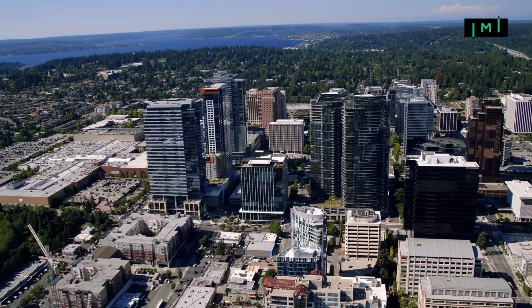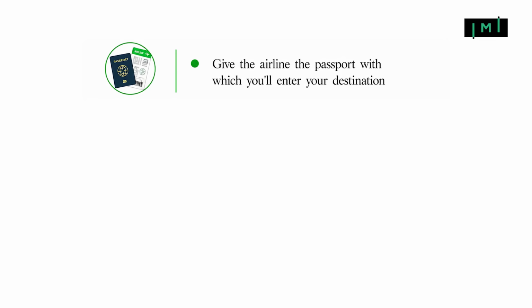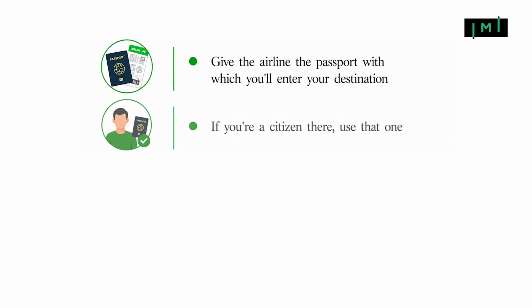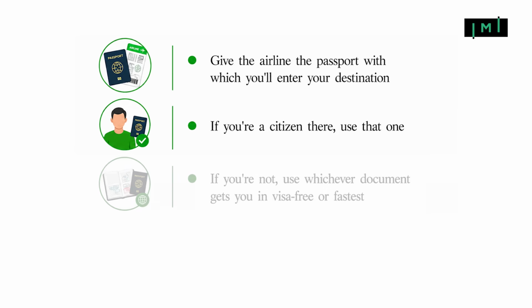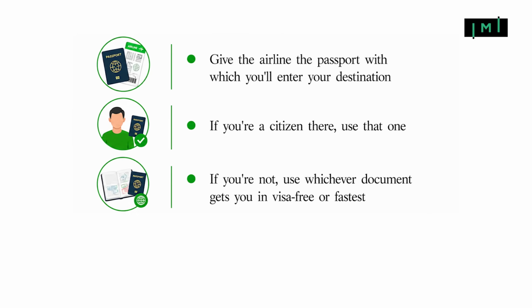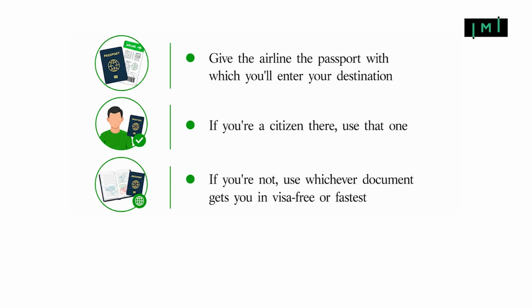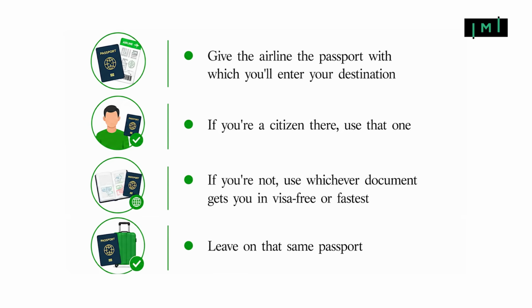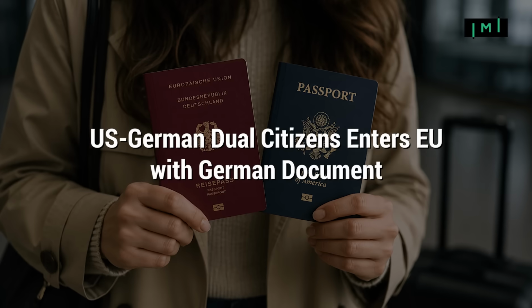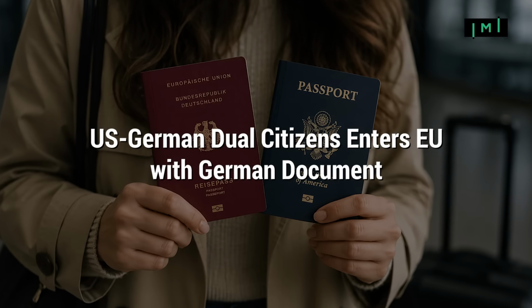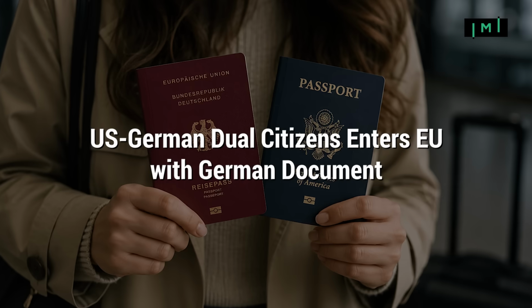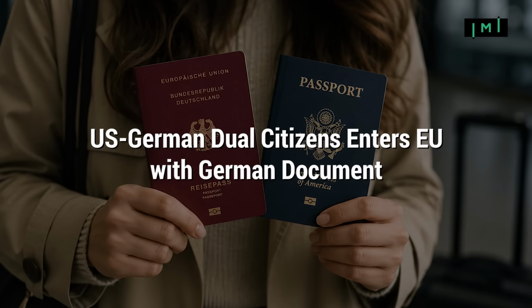That makes the rule at check-in simple. Give the airline the passport with which you'll enter your destination. If you're a citizen there, use that one. If you're not, use whichever document gets you in visa-free or fastest. Then, as the first rule dictated, leave on that same passport. A US and German citizen flying into Frankfurt checks in on her German passport, because that's what drops her into the EU lane on arrival.